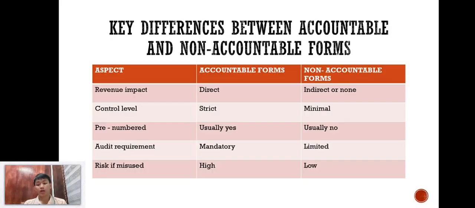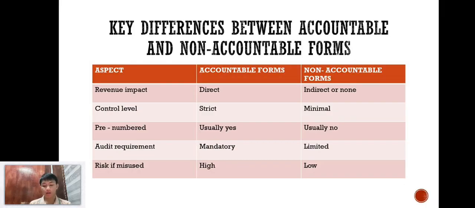Good day, sir. I will discuss key differences between accountable and non-accountable forms. In customs and administrative operations, forms are used to document transactions, monitor activity, and ensure proper control procedures. These forms are classified into two categories: accountable forms and non-accountable forms. Understanding their difference is important because each type serves a different purpose in maintaining efficiency, transparency, and compliance within an organization.